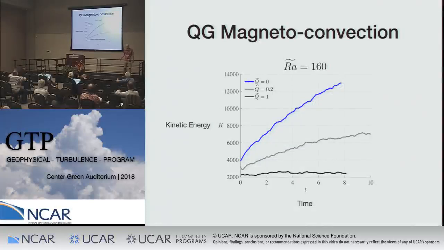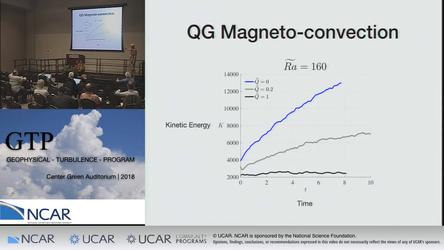What do you get when you do these simulations? This plot shows the kinetic energy versus time for 3 different cases. The blue line up here, this is a Chandrasekhar number of 0, so this is just the hydrodynamic case. Here's a Chandrasekhar number of 0.2 and 1 down here. These are all the same Rayleigh numbers. So this is a reduced or an asymptotically scaled Rayleigh number of 160. This is one of the largest Rayleigh numbers we've done. It's a very strongly forced turbulent simulation.